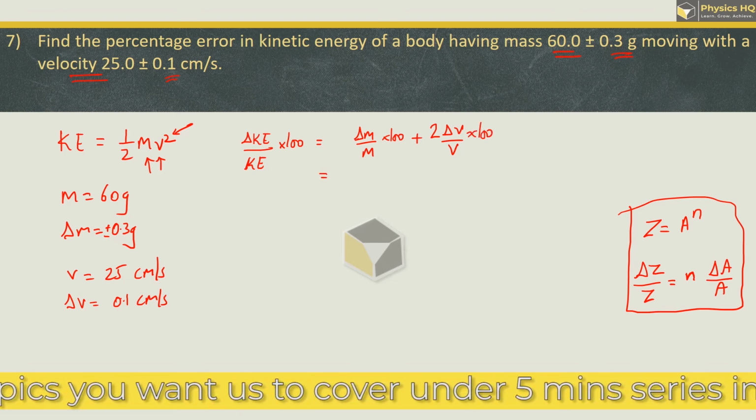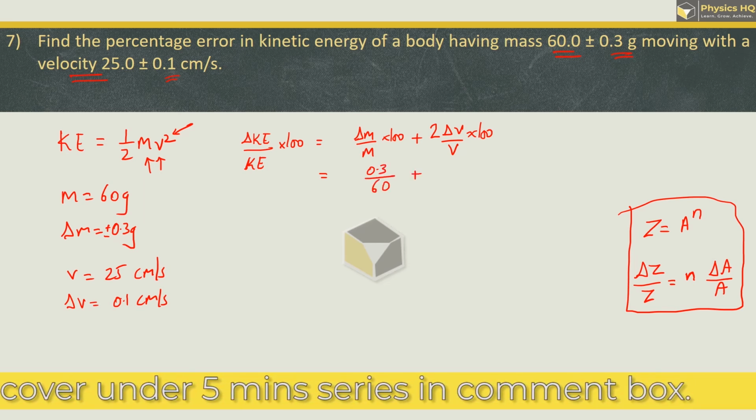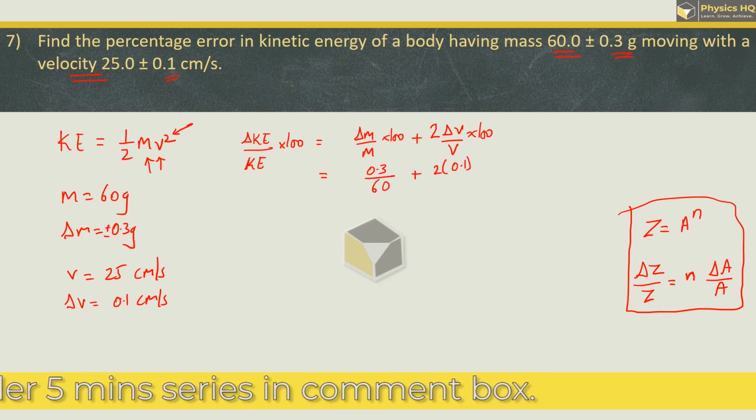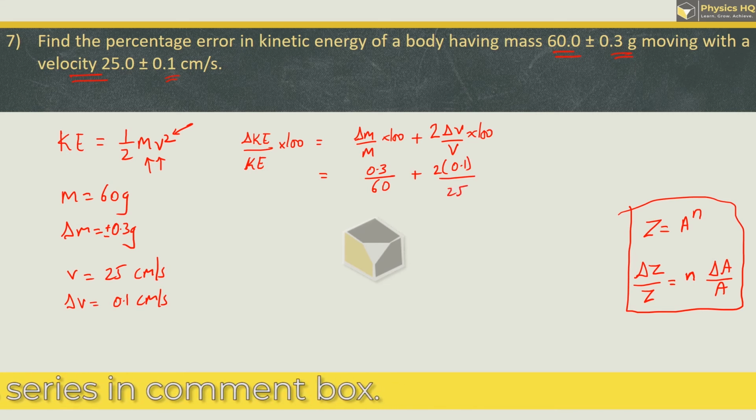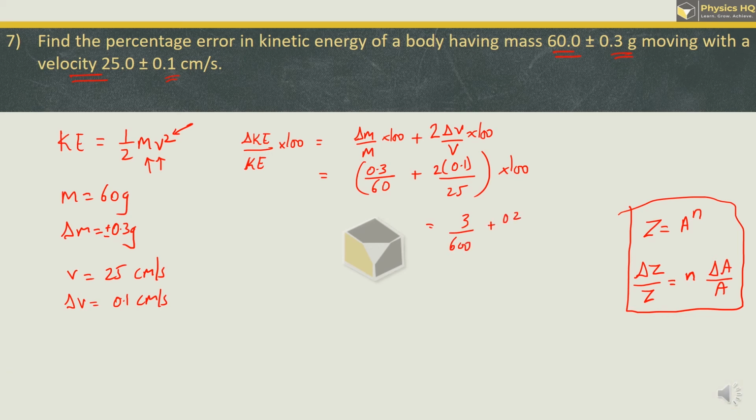Now let us put the values. Delta m is 0.3, m is 60 plus 2 into delta v is 0.1 divided by v is 25 into 100. Now we can write this as 3 upon 600 and this as 0.2 upon 25 into 100. Now we can try to simplify this. This can be written as 1 upon 200 and this can be written as 2 upon 250 into 100.